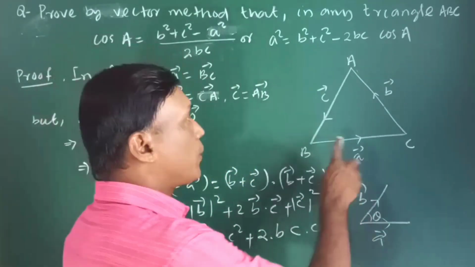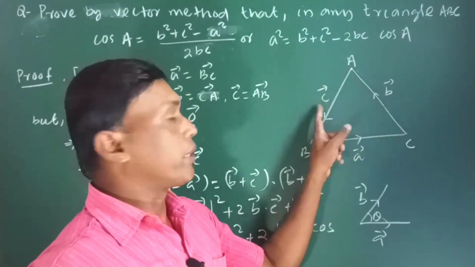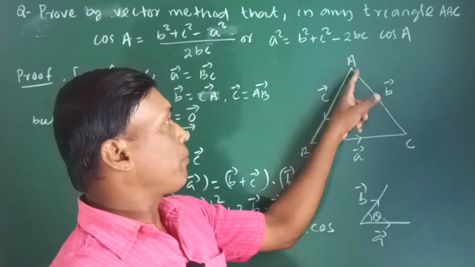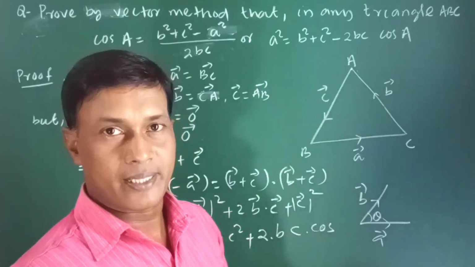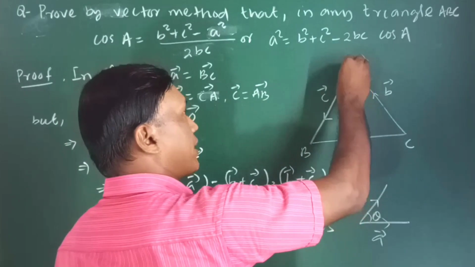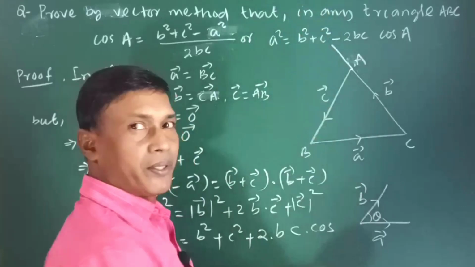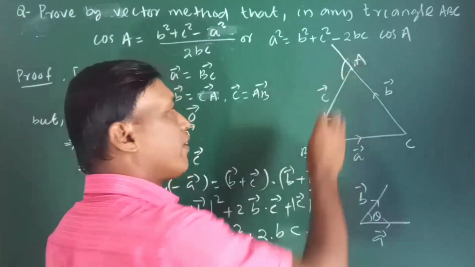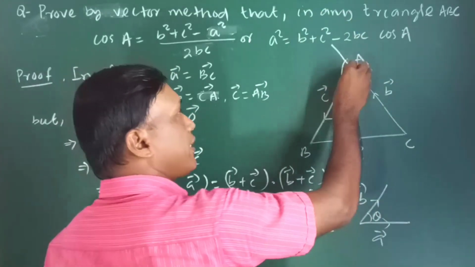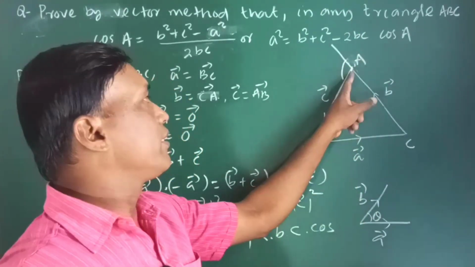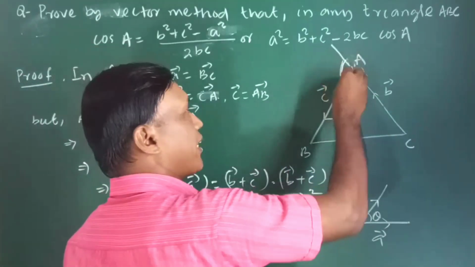But here, this is not the initial point of these two vectors. This is the end point of the b vector, and this is the initial point of the c vector. So this is not the angle between b and c. So we have to extend this. Now this is also the b vector. This is the angle between b vector and c vector, because this point is the initial point of both the b vector and the c vector. So this is the angle.